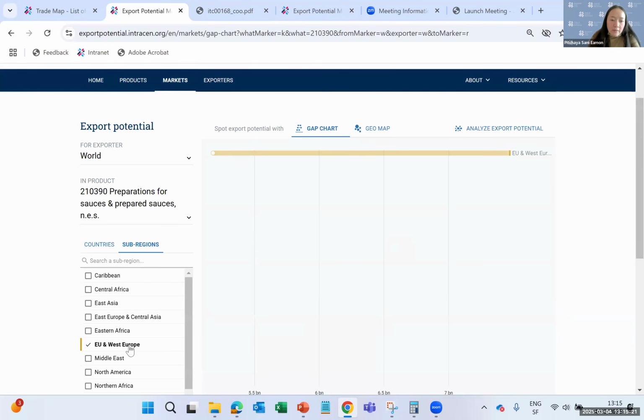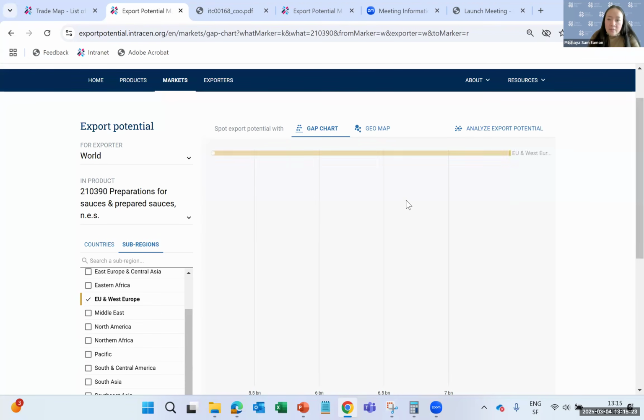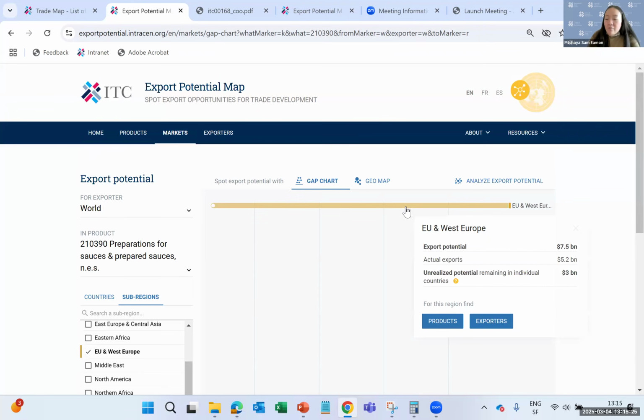EU and West market here. So we look at the market. If we're focusing on the EU itself, the unrealized potential in this region is 3 billion US dollars. Okay, so this is what we see. Why I propose the EU market is because once you conform to the market access condition of one EU country, you can export to any EU countries later on, since it's a customs union. I think you can hit many birds with one stone.